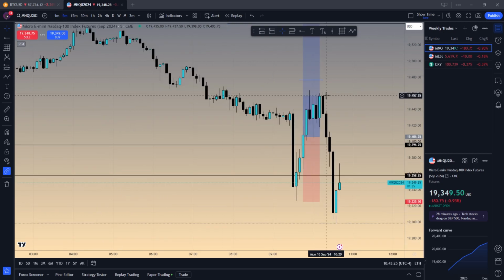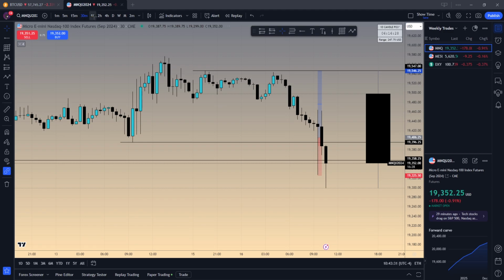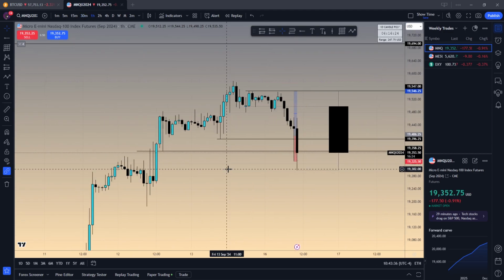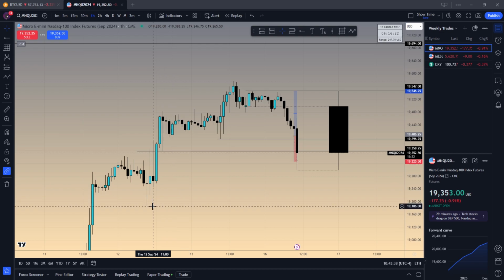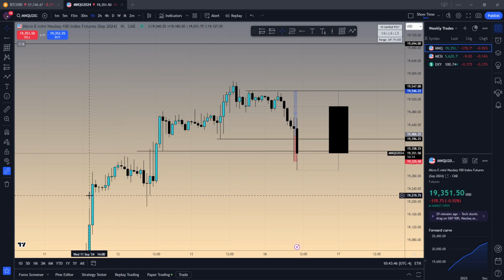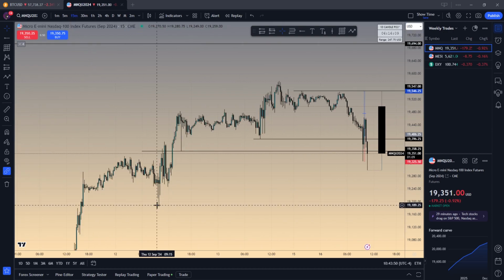I have class in a little bit here that I have to get to. I'm interested to see what price does the rest of the day here, to be honest. I don't really feel the need for it to come all the way down to this low, and that would be the next drawn liquidity to the downside. That really would be the next drawn liquidity to the downside. Is that low?